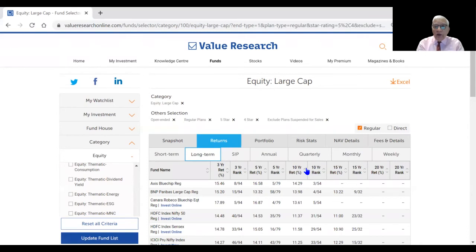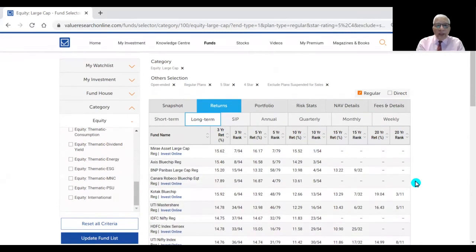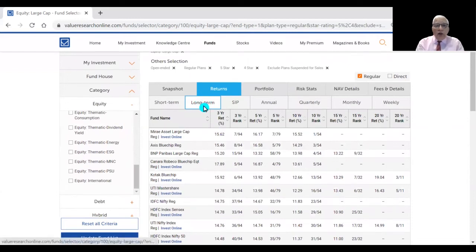Now see, if I click on this in the regular plans, long term, Mirae Asset Large Cap Fund has given the highest returns at 15.52%. Remember, our benchmark returns were 13.645. This is much higher than that. 15.52 is almost 2% higher than that. So you can imagine the growth.